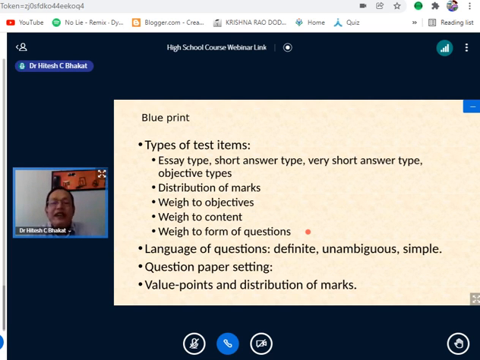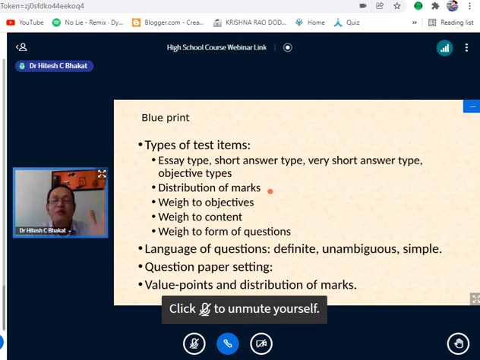Now the next point of the blueprint we'll talk about is types of test. We have four different types of question items in the examination. One is essay type or long answer type question. One is short answer type question. One is very short answer type question. And one is objective type question. These are four. Next, we need an understanding of distribution of marks. How much mark to knowledge questions? How much to comprehension questions? How much to expression questions? And how much to essay type questions? How much to short answer, very short answer, and objective type?